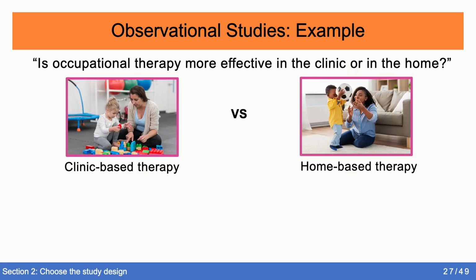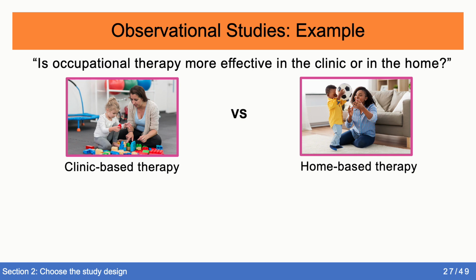For example, let's say a researcher is interested in whether occupational therapy is more effective in a clinic or in the home. They can use an observational study where they collect data about progress for the children on occupational therapists' caseloads. Then they can compare the progress made by children receiving therapy at home or in the clinic to see if children do better in one setting over the other.